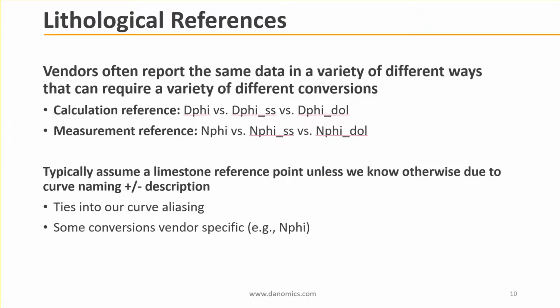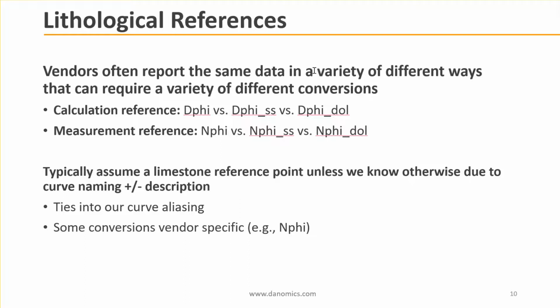So finally, we have lithological references. These references are how the data is recorded. So as we mentioned on the density porosity, for example, there's a calculation reference. Did we use a limestone, a sandstone, or a dolomite reference? For the neutron, there's also a reference. Is it a limestone, a sandstone, or dolomite?